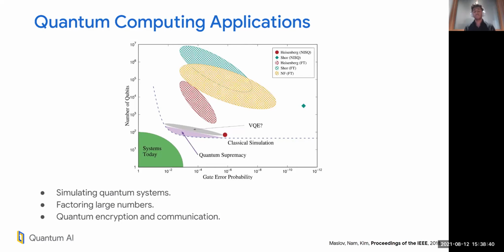In the long run, most people in our field expect that we need to build large error correcting systems and trade off qubit count to improve our gate error probabilities. So we're hoping to move up on this axis quickly so that we can start trading off qubit count for lower error rates.